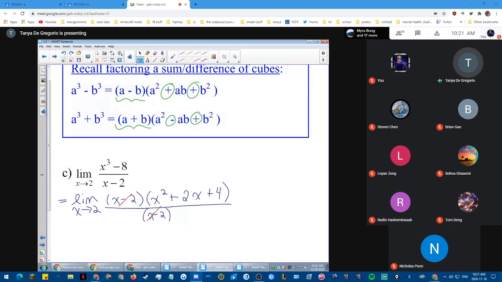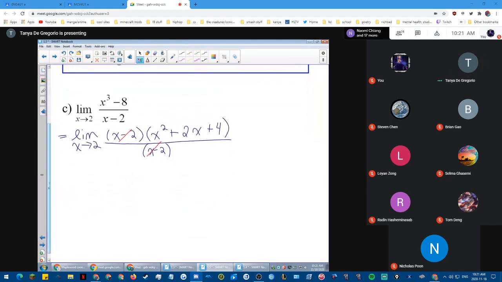And now you can evaluate the limit. And you've got 4 times 3.